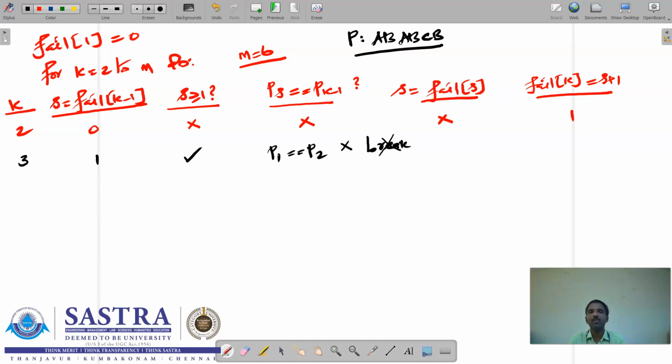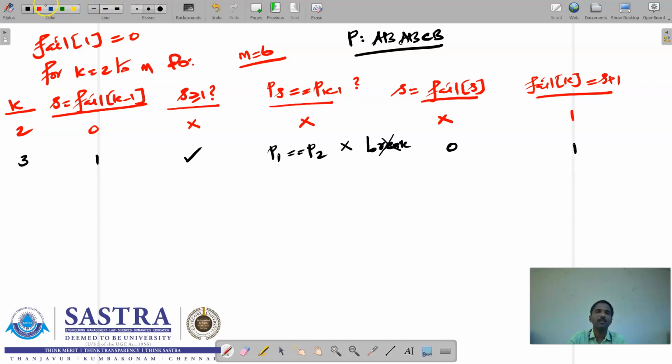Then S is equal to fail of S. S gets updated. Current S is 1. Fail of 1 is 0. S is updated to 0. Then it checks if S is greater than or equal to 1. The condition is false. So then it executes fail of k is equal to s plus 1. Current S is 0. 0 plus 1, 1. So fail of 3 is also set to a value 1.